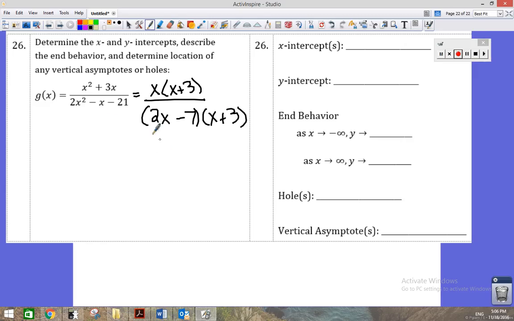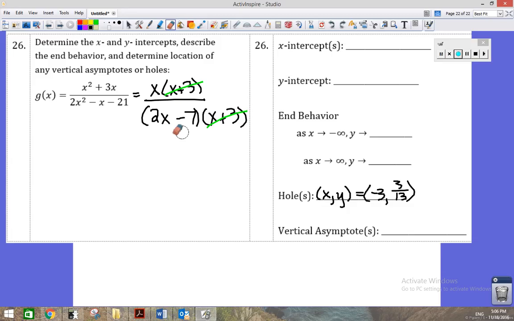All right, so this x plus 3 and this x plus 3 cancel each other out, creating a hole in the graph. For a hole in the graph, we want to provide the x and the y. So the x is very easy, it's negative 3. If we want to provide the y, we just plug in negative 3 into this reduced form. In the numerator, 2 times negative 3 is negative 6. Negative 6 minus 7 is a negative 13. The negatives cancel, and I have 3 over 13 for my hole.